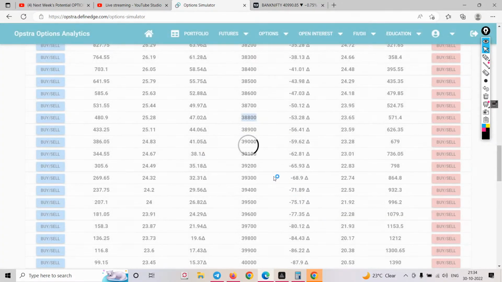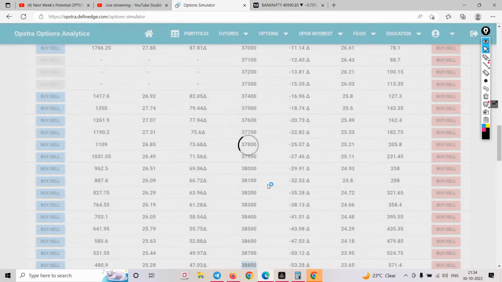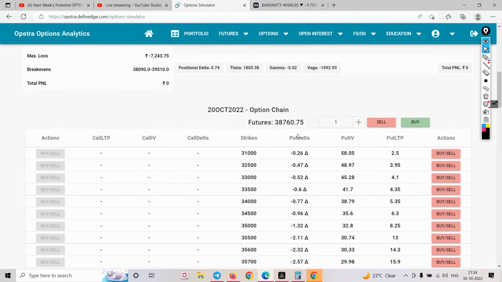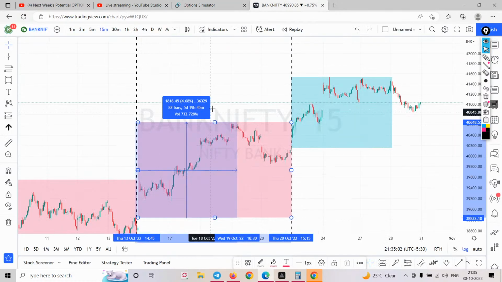Last 5 minutes, friends, we are done. So 37,800, I'll sell this. 37,800, I'll buy back. That's it. This is my plain vanilla Ironfly. We all know this is going to give us panic, because Ironfly is directional. But look at the market. The market has given such a wild move, almost 4.68%.